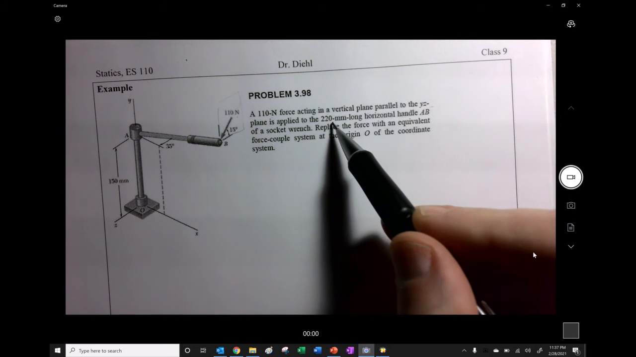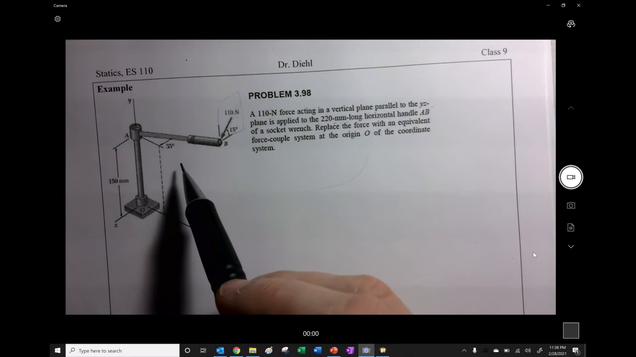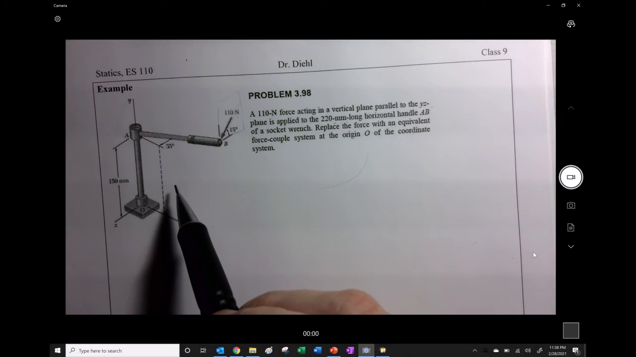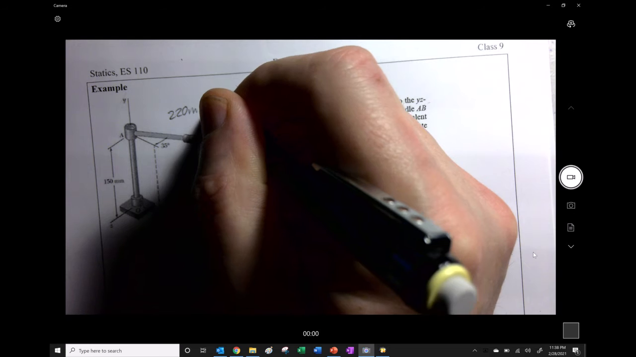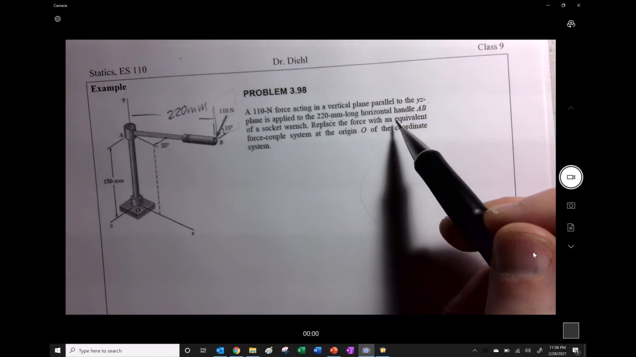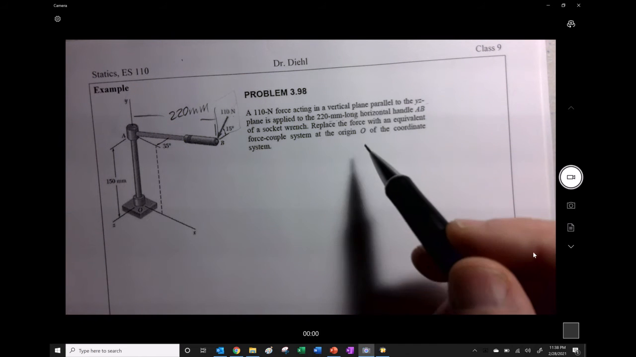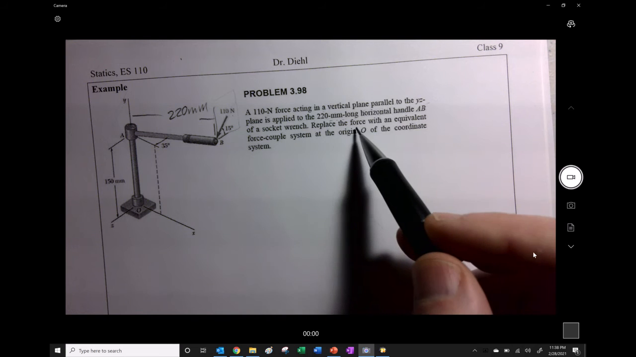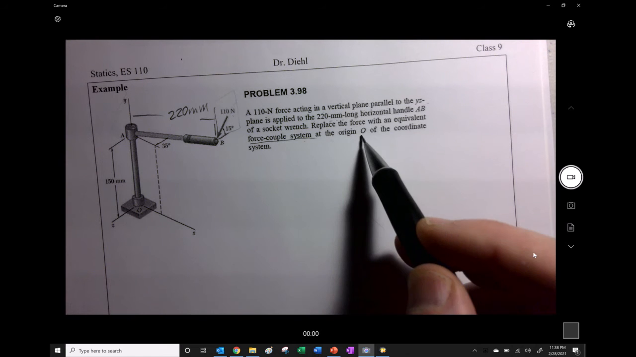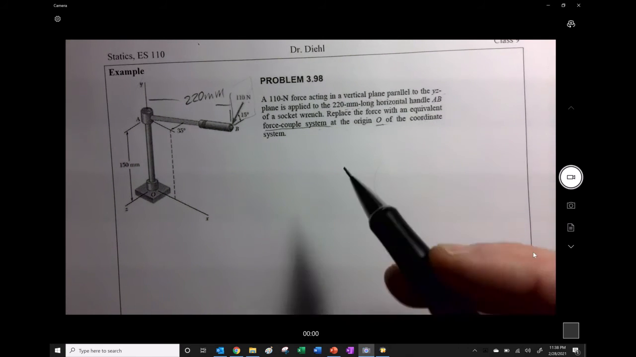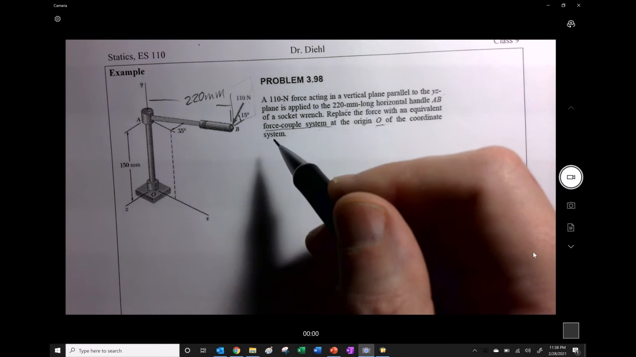And it is applied to the 220 millimeter long wrench right here. So I think they're saying that this right here is 220 millimeters. That's what I'm understanding here. So this is like a wrench, right? This is like a socket wrench with an extender in there. Replace the force with an equivalent force couple system at O. This is a lot of the same things that we've already been doing, so it should be pretty familiar to you.